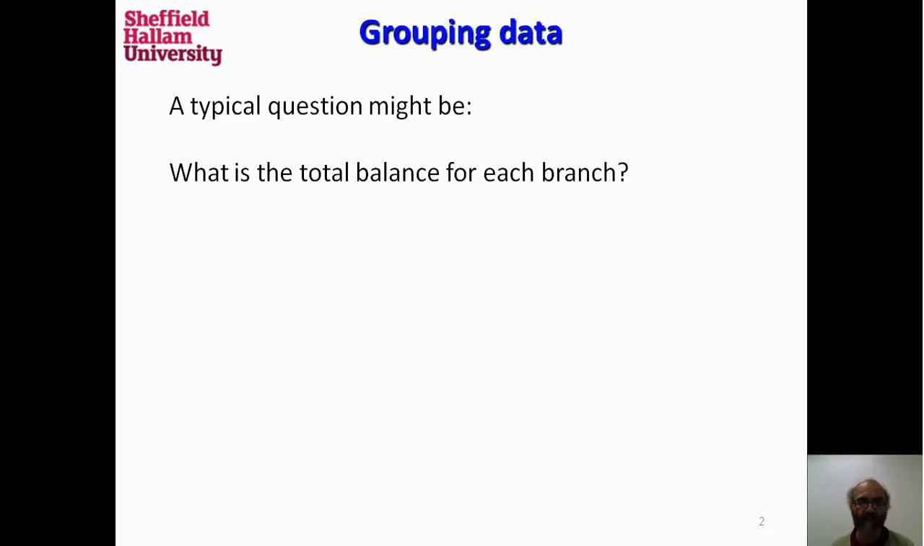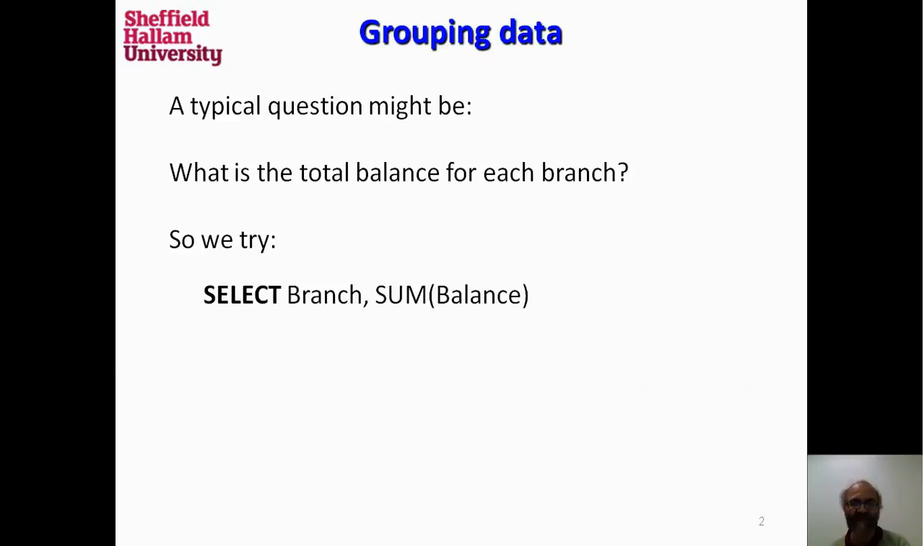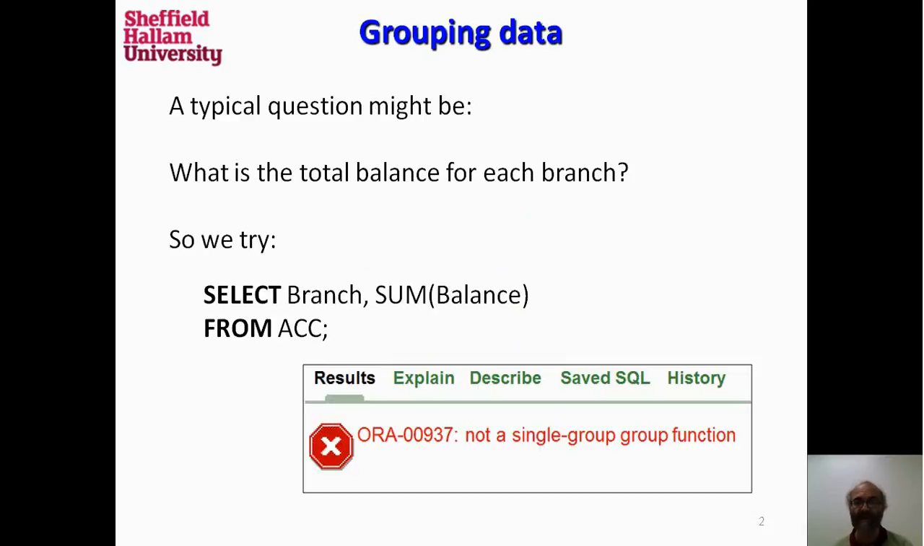What is the total balance for each branch? And you might have an idea, something like this. We select the branch and then also the sum of the balance, and we'll get each branch and in each branch the sum of the balance. Unfortunately, that isn't what happens. So what's going on? Why is this error happening?